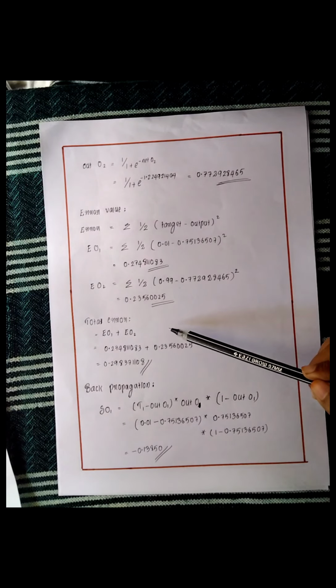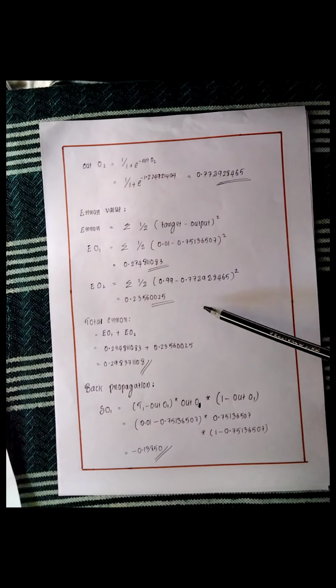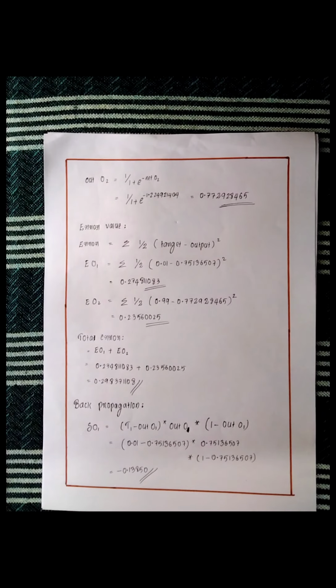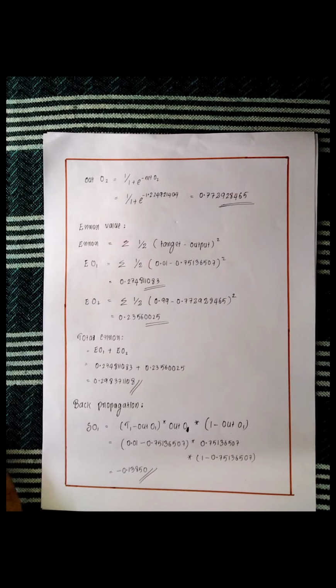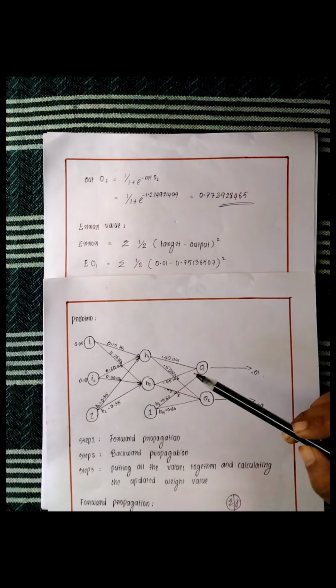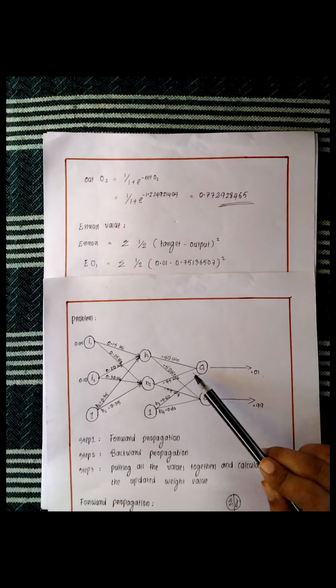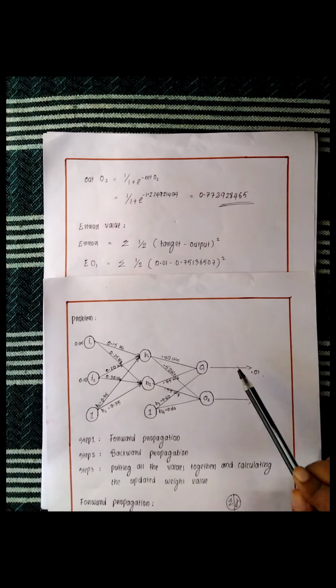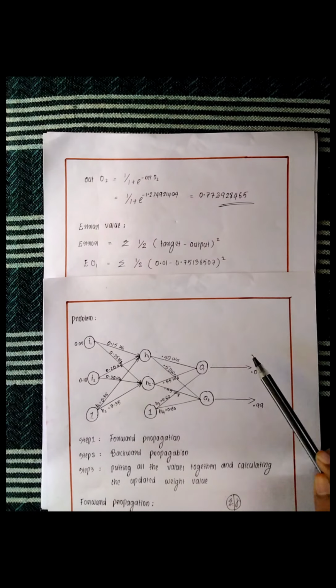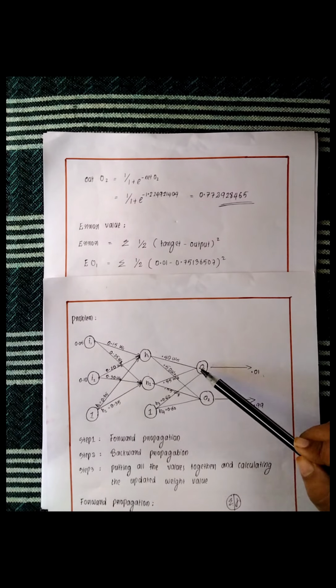So the total error is error O1 plus error O2. We get 0.29837110. The second step is back propagation. Next we are going to change the weights that affect O1 and O2. We are changing the weight values W5 and W6 that affect O1, and also the bias part. So we have to find the new W5 and W6 and also the corresponding bias value.